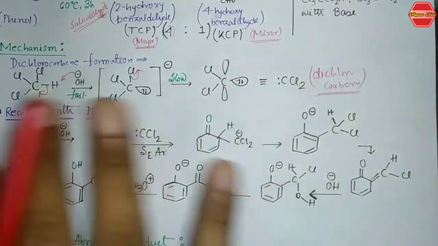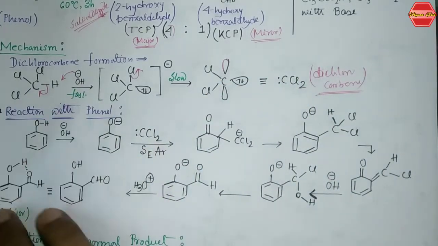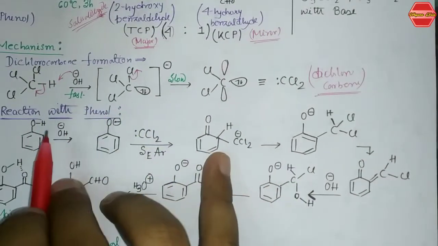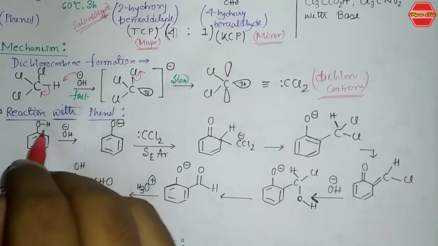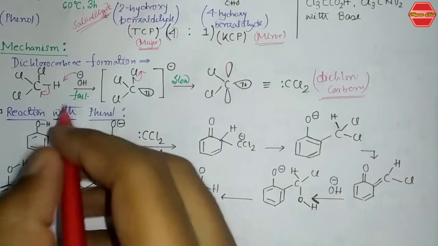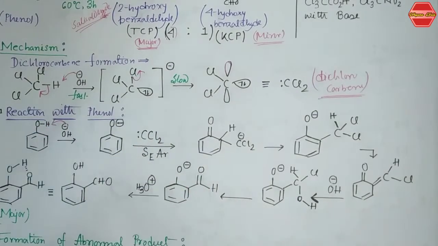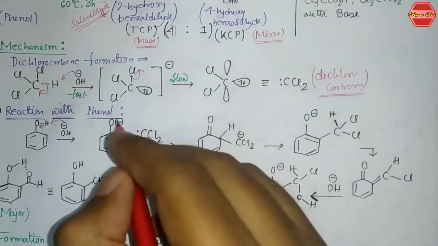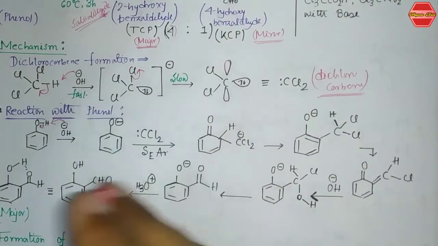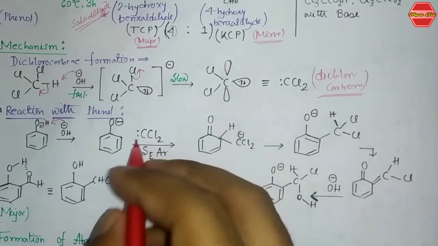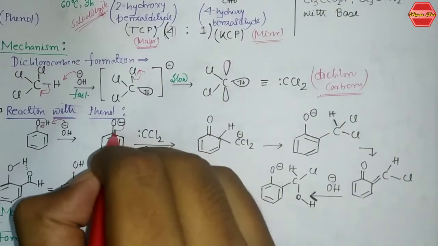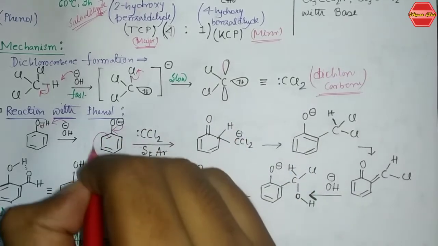Now this will directly attack the phenol. When we use phenol in the basic condition, OH minus can take the proton from the phenol, so you get the phenoxide ion. So this is called the phenoxide ion. It is stabilized through conjugation. Now this CCl2 will react with this phenoxide ion, in this way.